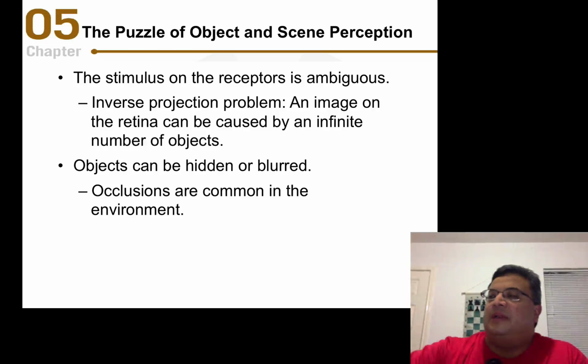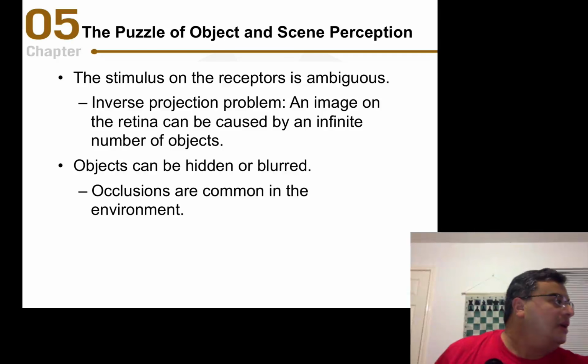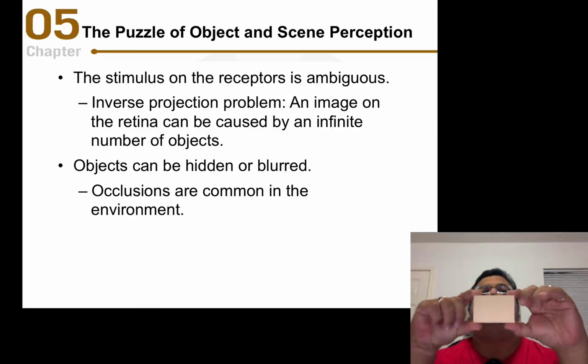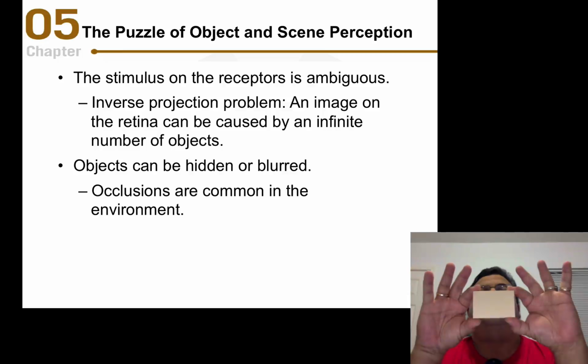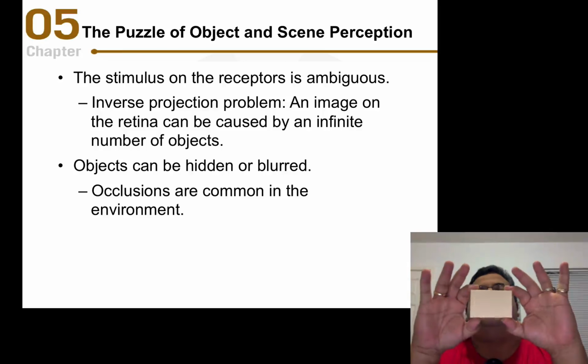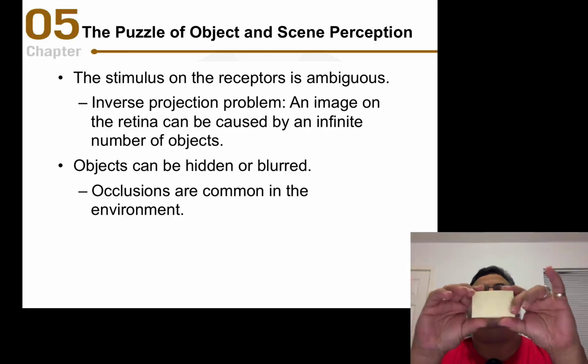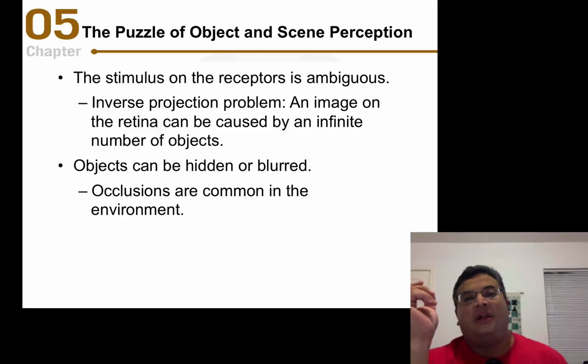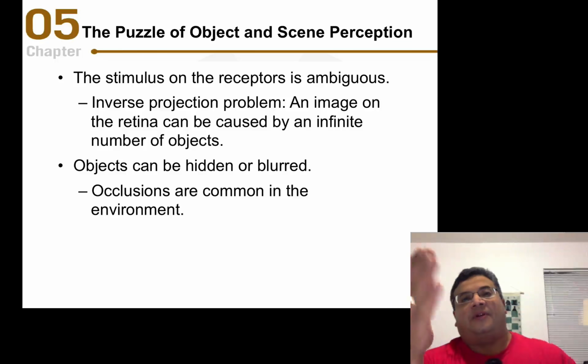For example, if I were to have this object here, and this sends a rectangular image to your retina, this would also send a very similar image as with this. I'm tilting it back and forth, right? But really, it's really hard to tell just from the flat image that's being transmitted to your retina what exactly is going on. Objects can be hidden, right?